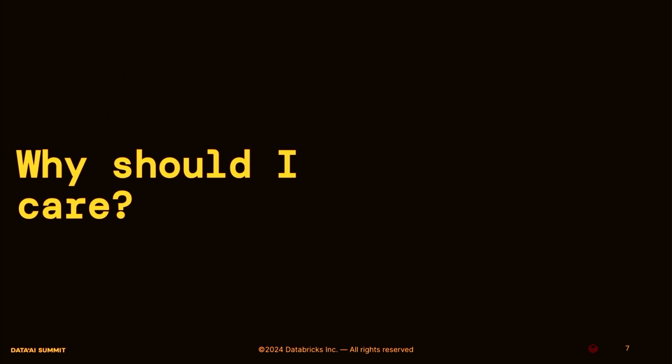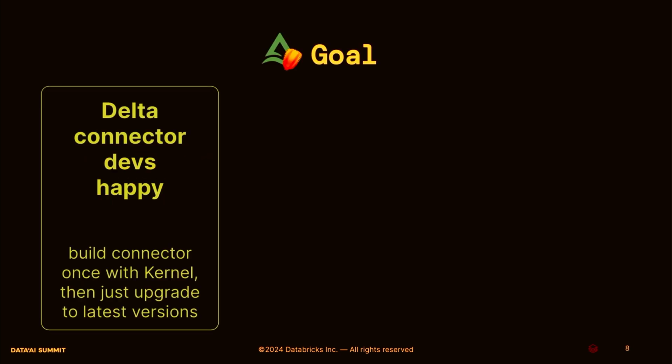Now, you may be sitting here and asking, why should I care? How does it affect me? If you're here, you may be one of three kinds of personas. Either you're a Delta Connector developer who wants to maintain their connector and keep up with the latest updates. So the goal is to make you happy so that you can build your connector. If you're starting a new connector, great, build it using Delta Kernel. You build it once, and after that, you can just keep upgrading the version of the kernel library, and you get the latest and greatest features for practically free. Or if you have a connector already, migrate it to kernel, and then you're good.